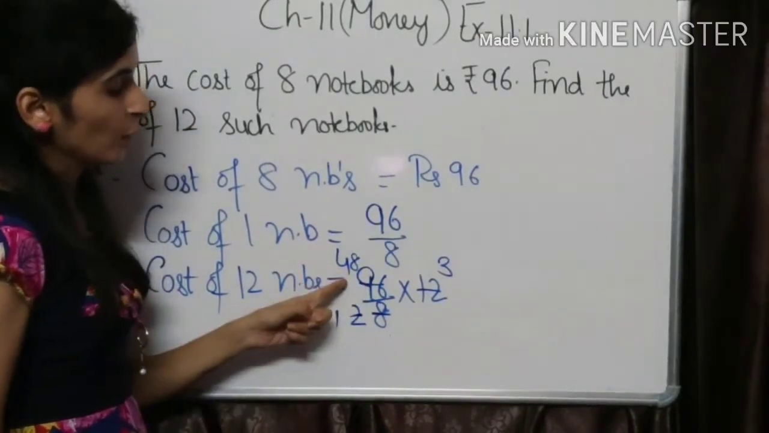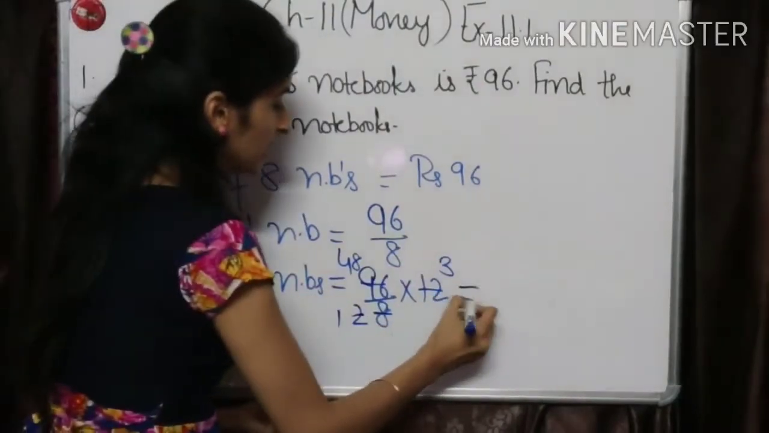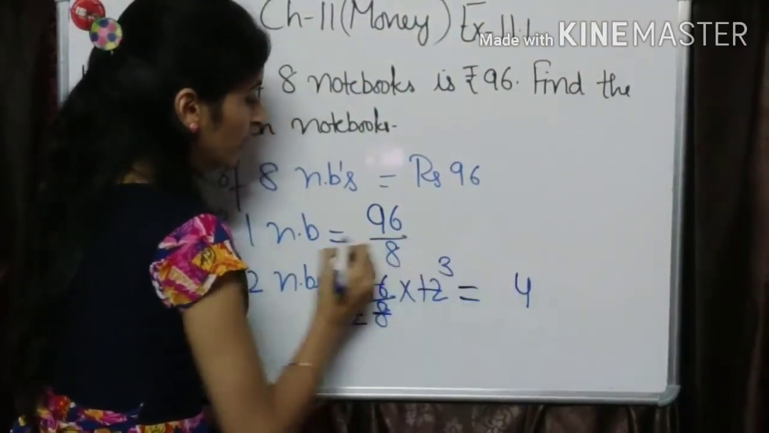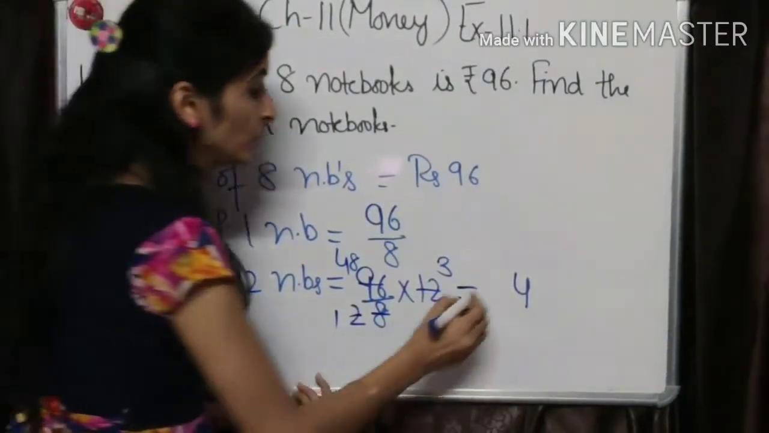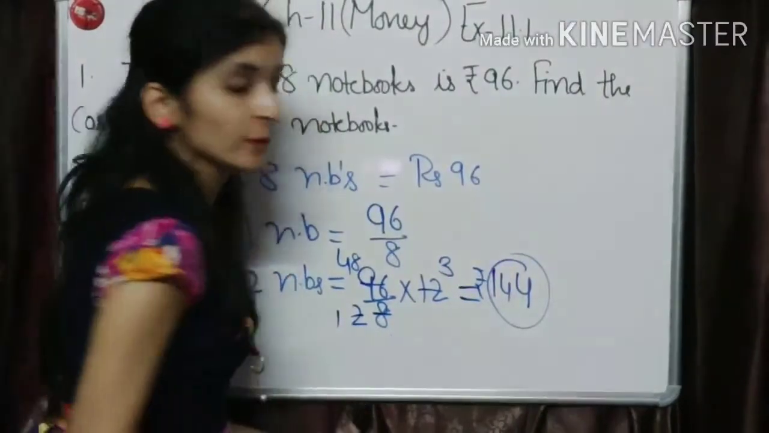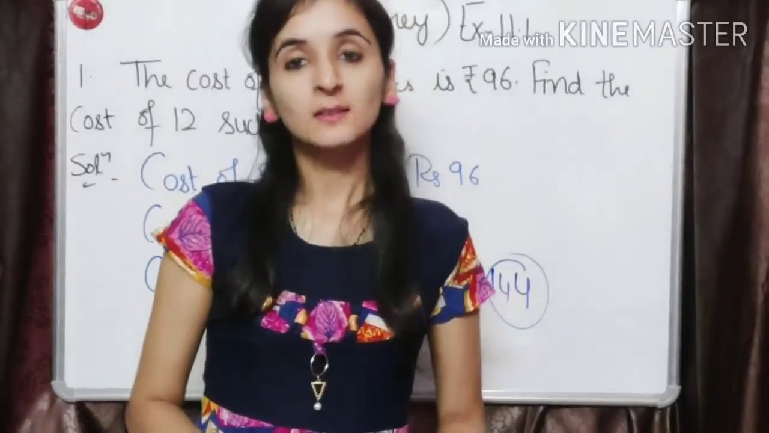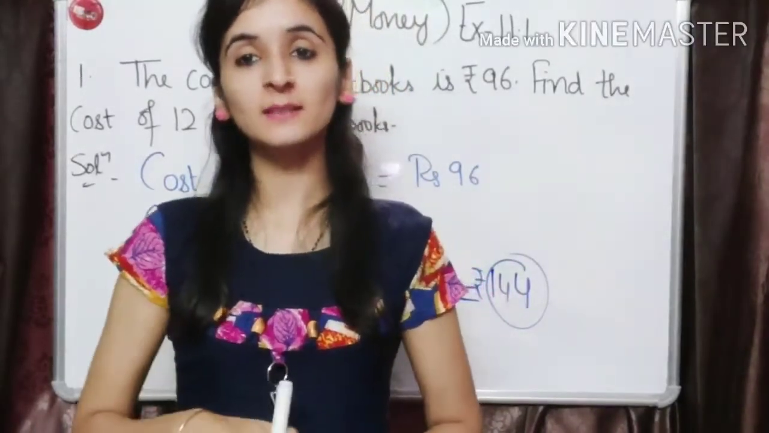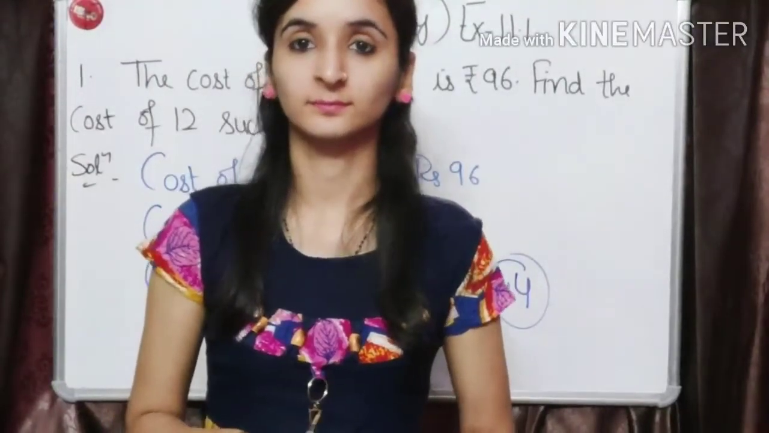Right? Now we have to multiply the remaining part. So 48 multiplied by 3. 3 8s are 24, 2 carry. 3 4s are 12, 12 and 2 14. So rupees 144 will be the cost of 12 notebooks. Right? So that is how we have to solve this question. Now let's come to the next question.